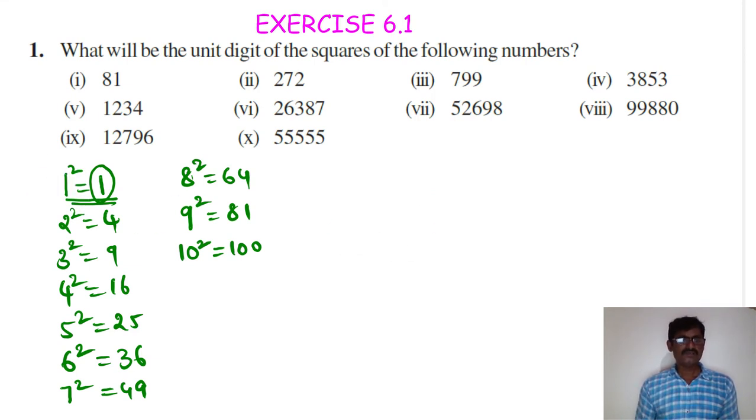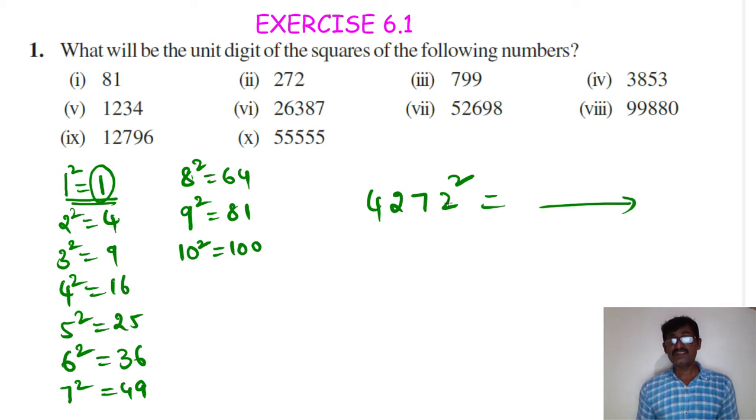That means, if you take 2 square equal to 4, and if you take something like 4272 square, whatever the square may be, the digit in units place will be 2 square, which means 4. So that is the digit in units place.